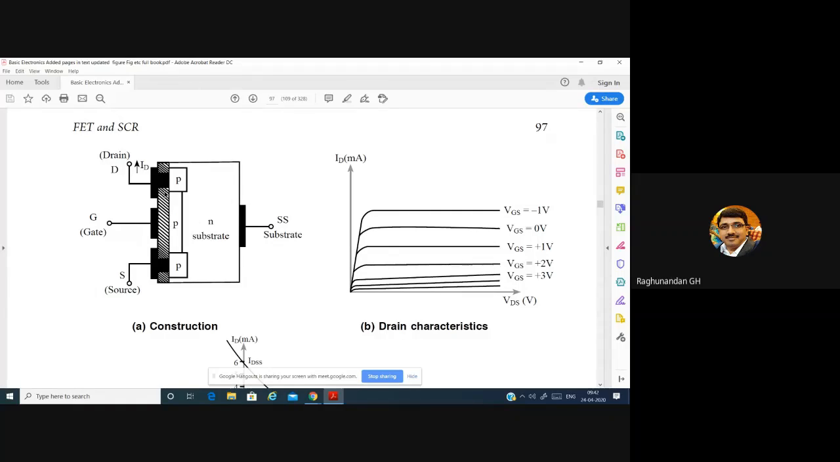Because of that, the amount of hole charges collected at the drain starts reducing. When it starts reducing, automatically the drain current will reduce. So this is how we can reduce the drain current.